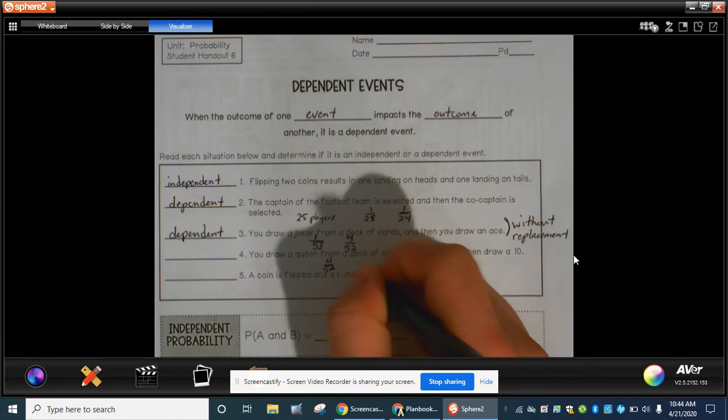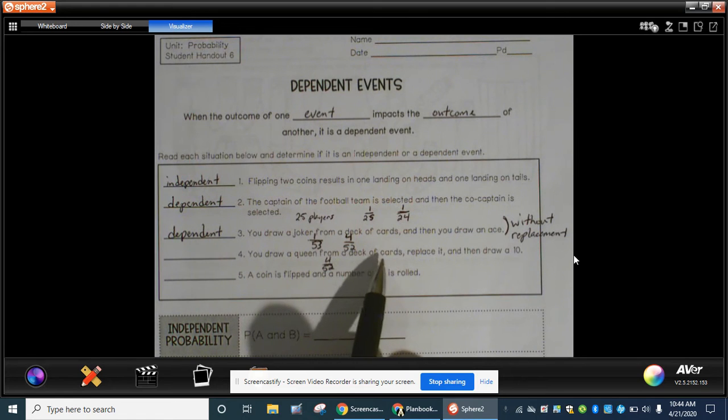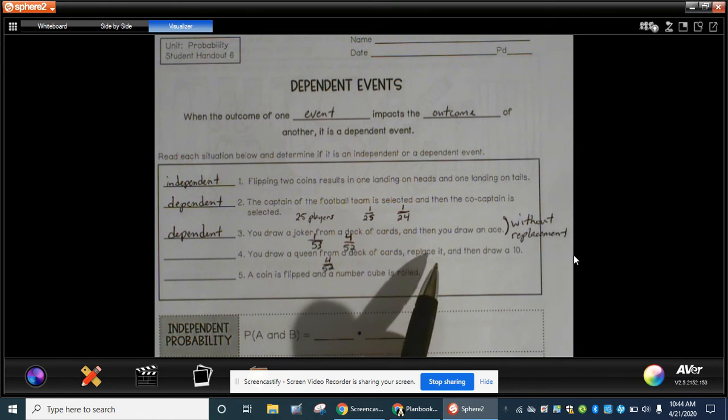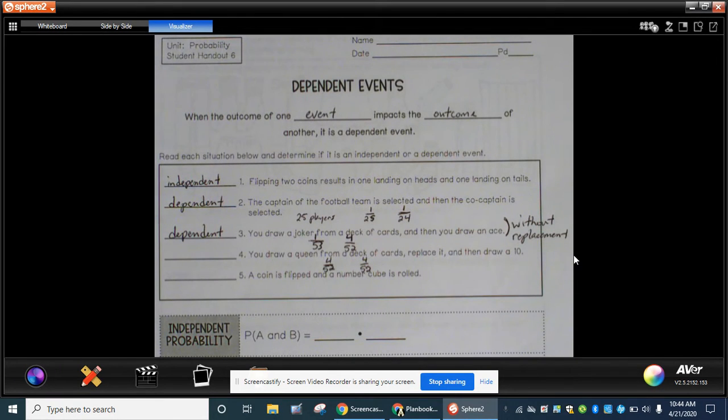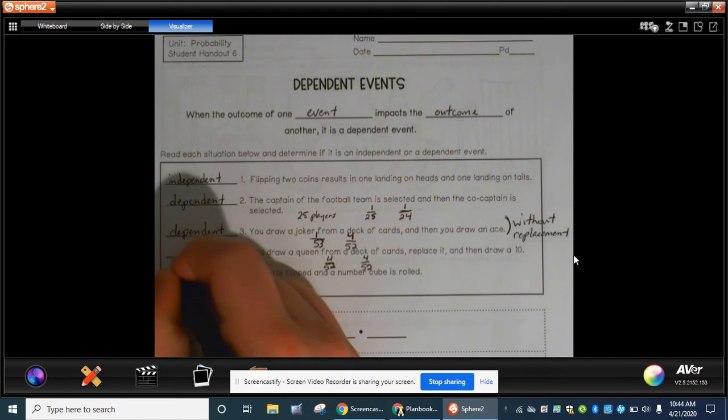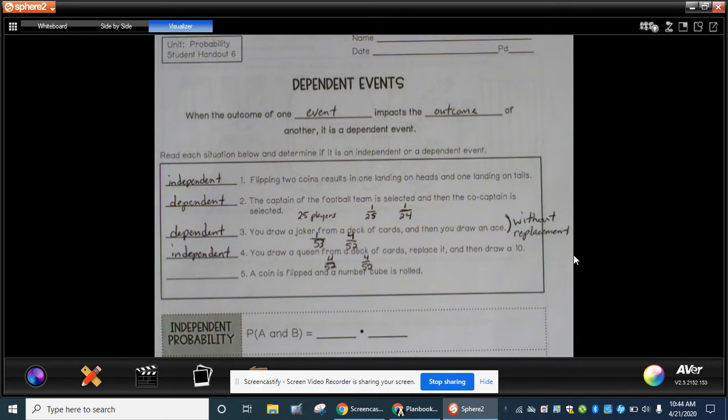Okay, so you draw a queen from a deck of cards, replace that card back into the deck, and then draw a 10. There are also 4 10s out of 52 cards. Okay, so your probability has not changed, or your number of cards has not changed. Therefore, this is an independent event. As long as the number of cards has not changed from one event to the other, the outcome has not been affected.